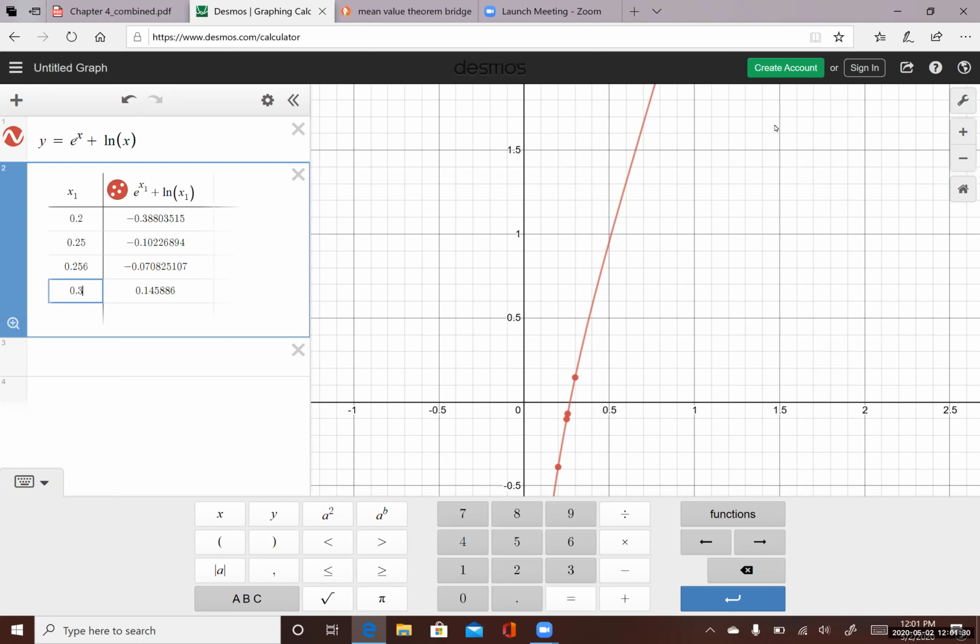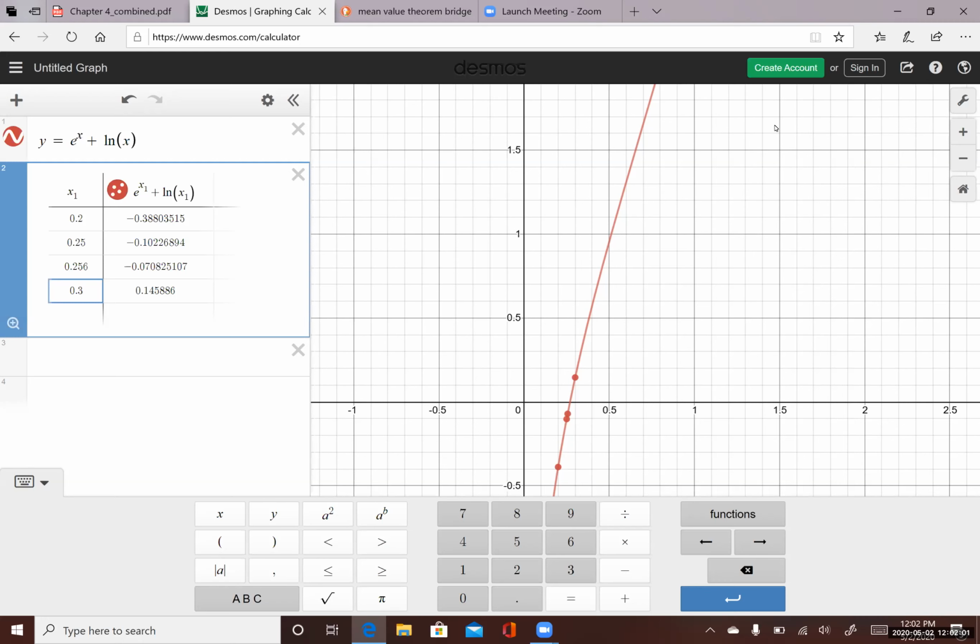if k equals 0, right? Because we're looking at the 0 value for the function. If k here equals 0, then I'm guaranteed to have a value of x in between 0.2 and 0.3 such that f of c, f of x equals 0. And if f of x equals 0, then that point is actually the point that I'm looking for.